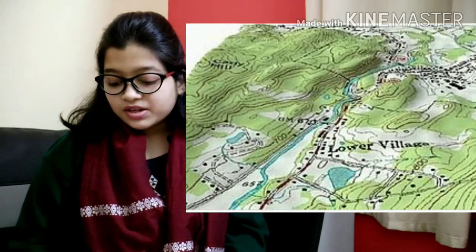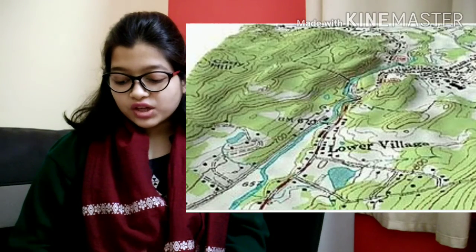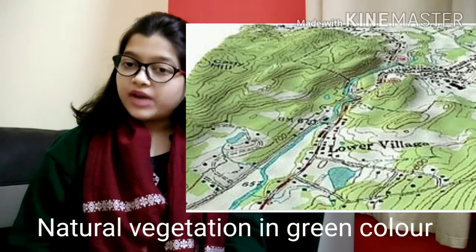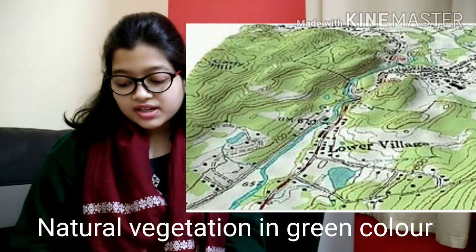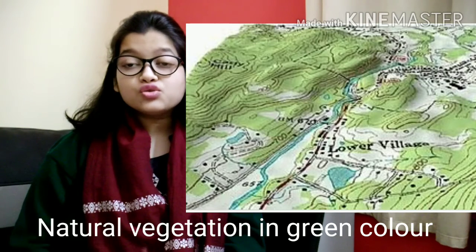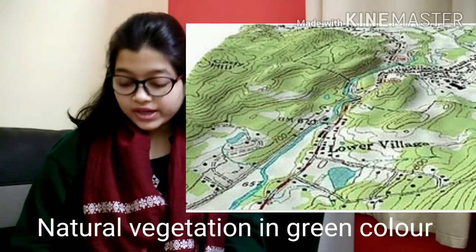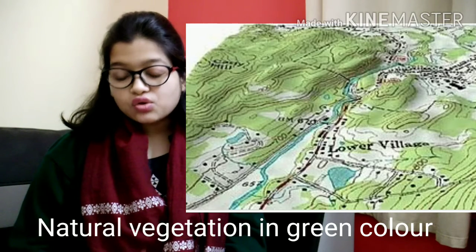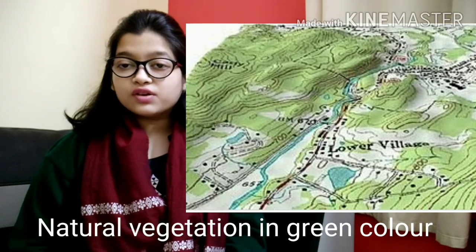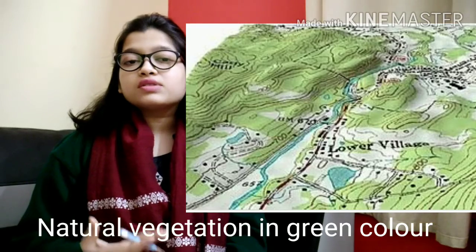In a similar way, green color is always used to show natural vegetation. White color, why do we use white color? To show cold deserts, to show snow covered regions. Yellow color we use to show areas with hot desert. So these are the colors from the topo map that you need to prepare.